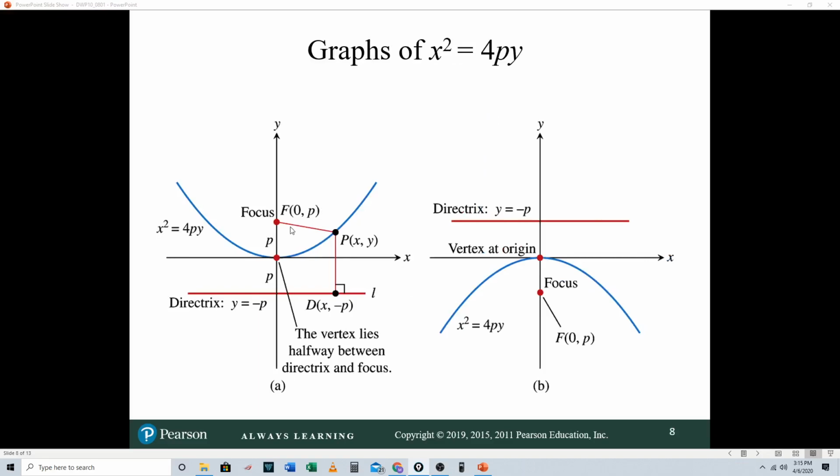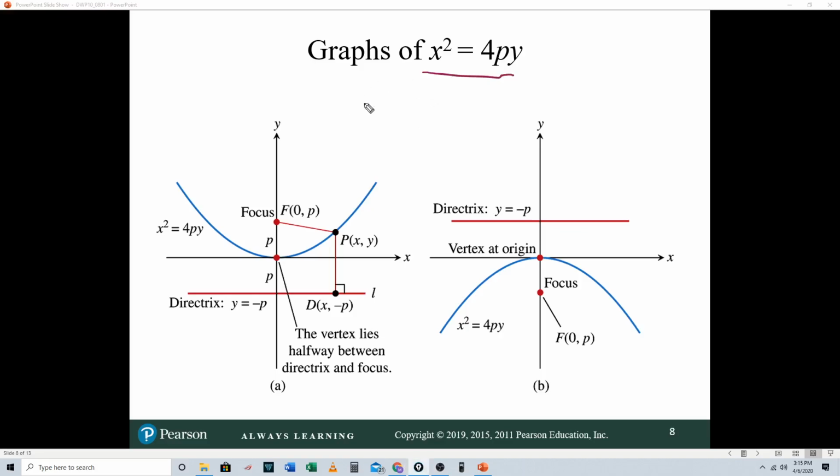All right. So here we have a more standard set. This is the graph of x squared equals 4py. This is if the parabola is opening up or down, in a vertical direction. Opening up vertically, opening down, we have x squared equals 4py. That's the formula. You're going to want to write this down.